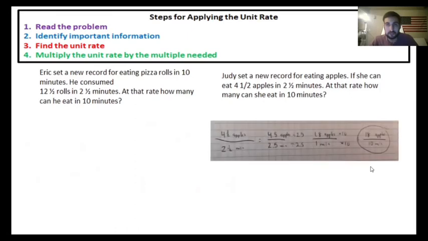And what you should have here, what I did is I converted it into a decimal here, which is also an option you can do. I did improper fractions for the one on the left, but you could also convert these to decimals and do it that way as well.